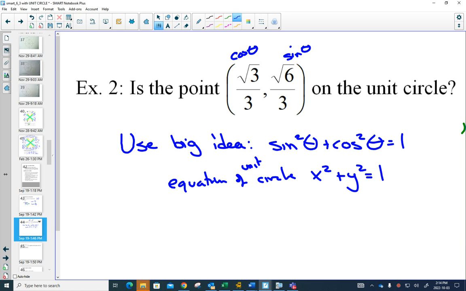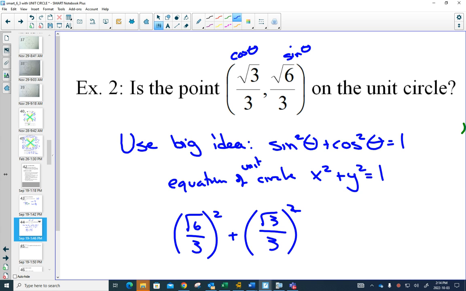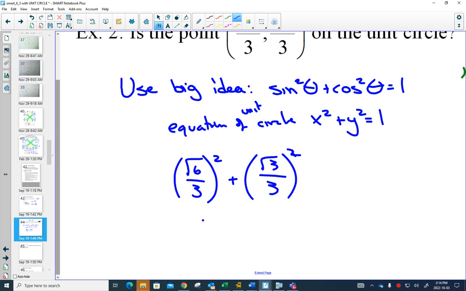So if we square root 6 over 3, and we square root 3 over 3, how do you square a fraction? Multiply by itself. Can you see that root 6 times root 6 will be 6? And 3 times 3 would be 9. Plus root 3 times root 3 would be 3. And 3 times 3 would be 9. And we get 9 over 9. Does that equal 1? Yes.